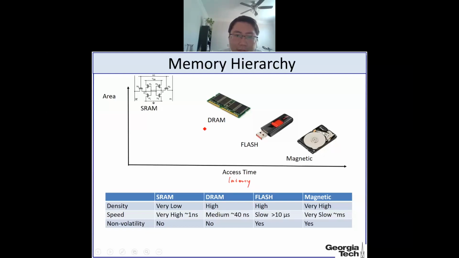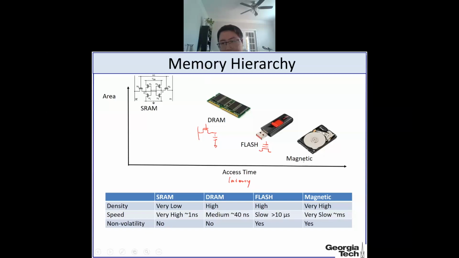And later we will see that DRAM is 1 transistor, 1 capacitor. If you draw the circuit diagram, it will be something like this. And then of course you can see that this is smaller than the SRAM, where you have 6 transistors. So here the area will be smaller, but the speed will be slower. And later you will see that the flash is a single floating gate transistor. So it's even smaller than the DRAM, but the flash is even slower. You need longer time to access the flash data.